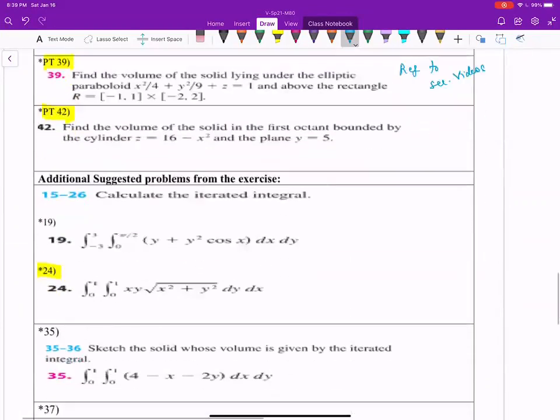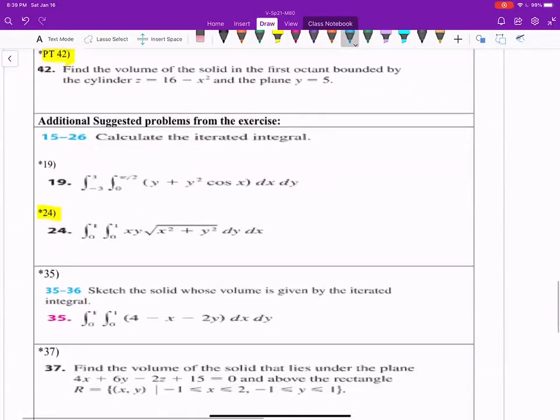So as a sample, we will do one problem here in this video. We will try one from the additional suggested problems. Let me show you how we can do problem number 19.